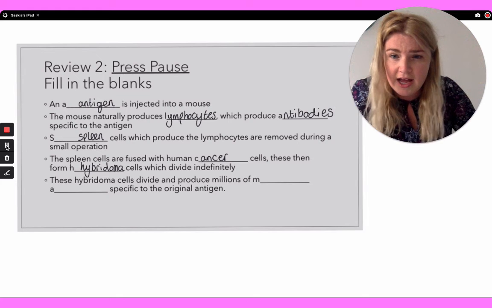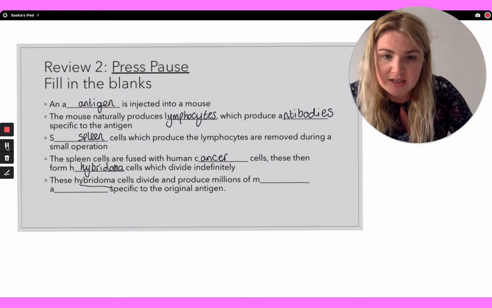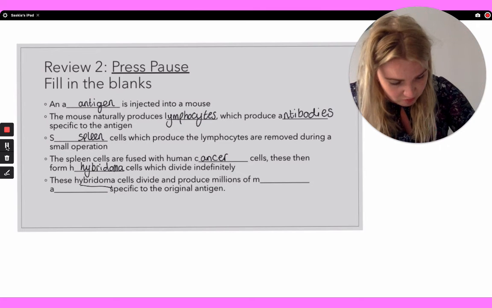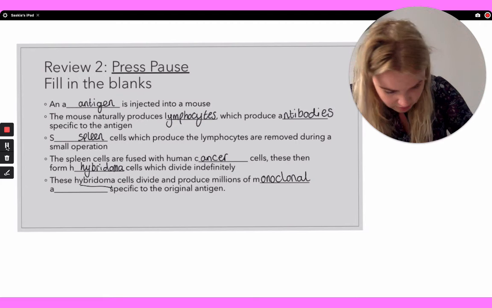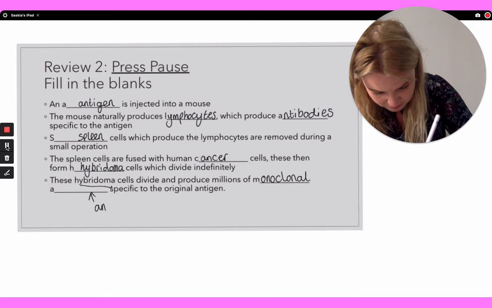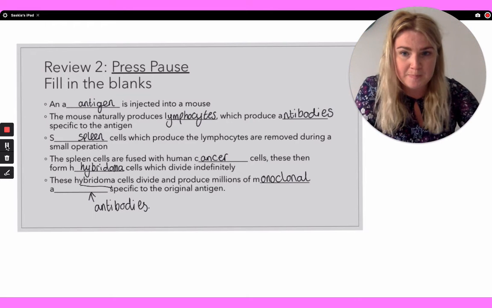Okay, the spelling's there. These hybridoma cells divide to produce millions of, so a clone, monoclonal antibodies. Okay.